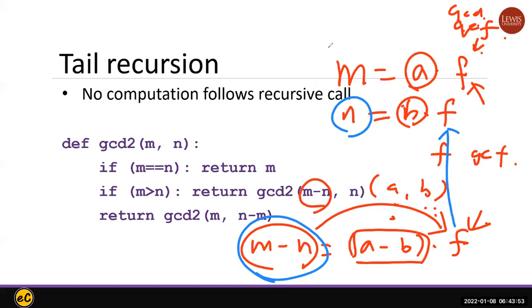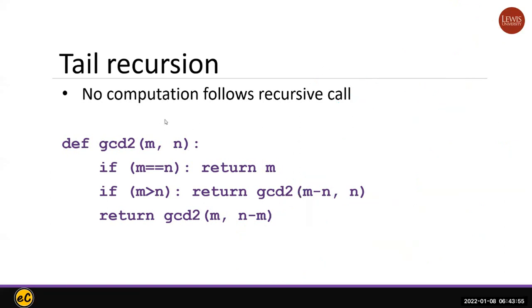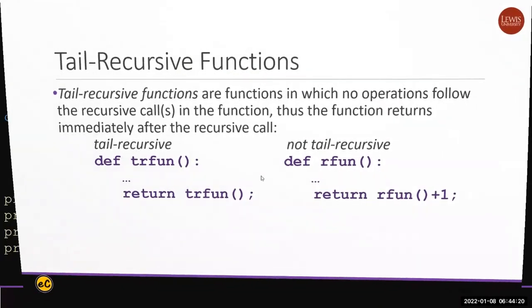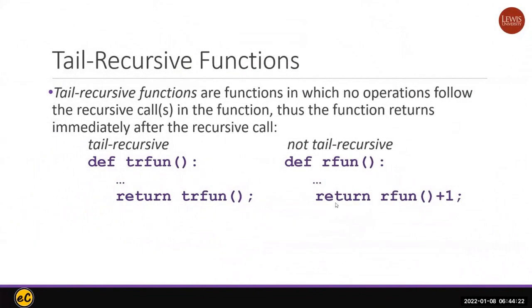So this is the background knowledge. But tail recursion means that after the recursive call, there's no more operation. When you do the recursive call, there's no more plus, minus, or times to calculate the result. That's called tail recursion. Tail recursion is a good feature for code optimization, and the compiler can optimize it. So that's a tail recursive function.